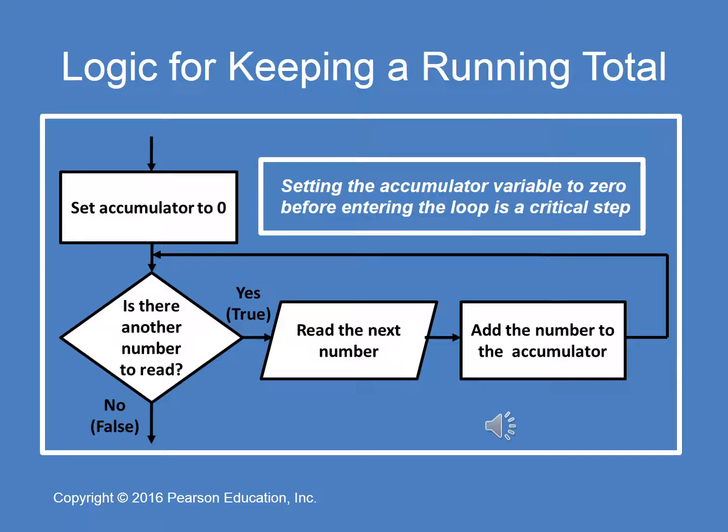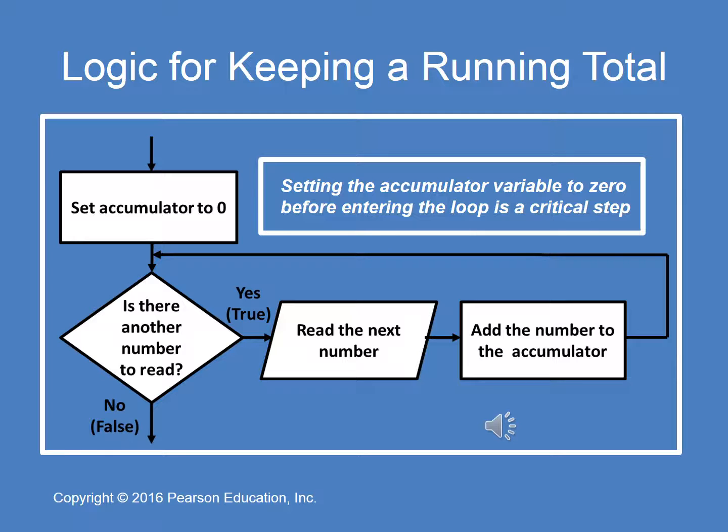Here's the flowchart showing the logic for keeping a running total. One of the things you need to do is both declare and set the accumulator to 0 before you start. If you just declare it, the first time in, the accumulator has not had any values added to it, so you'll be trying to use an uninitialized variable and add the first number read into it, which will give you an error. So the best way to do that, the only way really, is to set the accumulator to 0. We go into the loop.